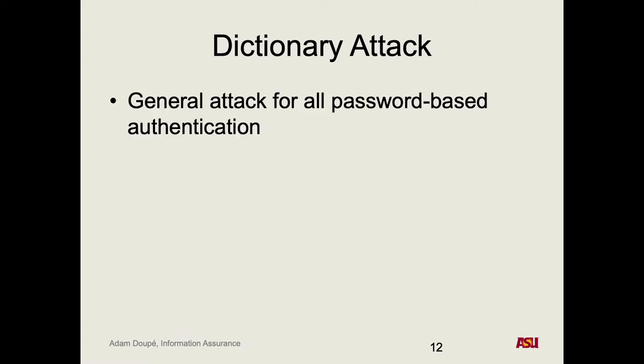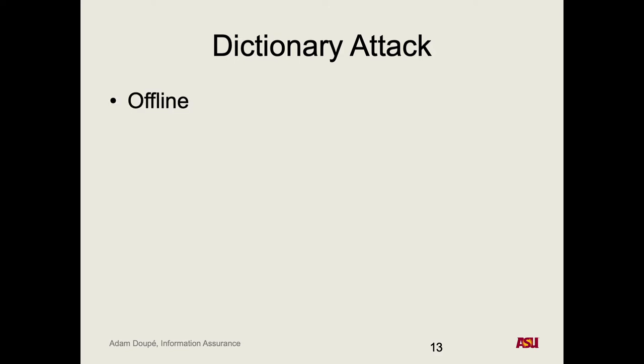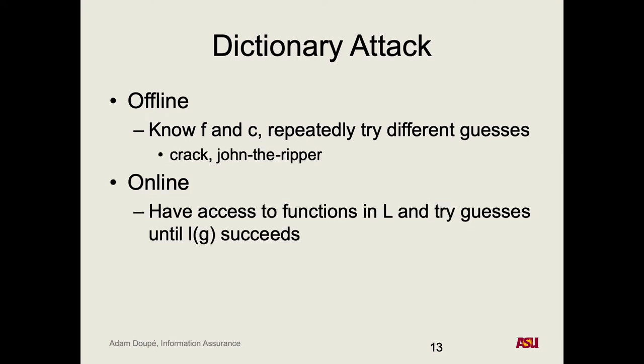Awesome. So we talked about dictionary attacks, and that it's very easy to search all likely passwords. We have two types of attacks that depend on what type of access we have. An offline dictionary attack is when we've stolen the complementary information. We know F, the function that maps authentication information to complementary information, and we know the complementary information, so we can repeatedly try different guesses.